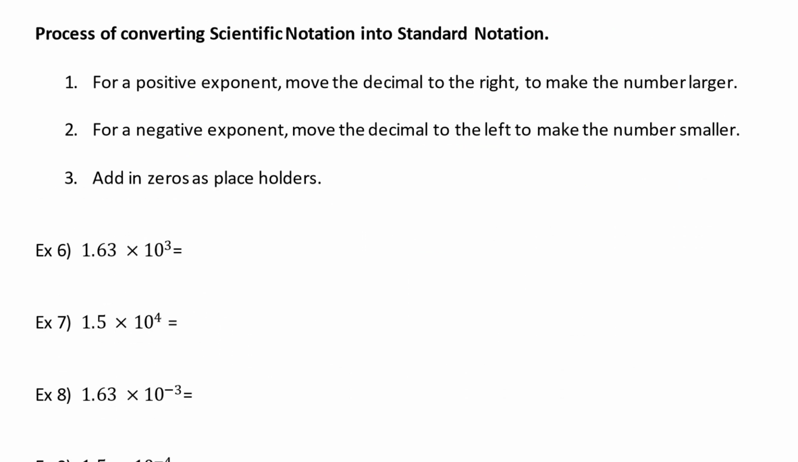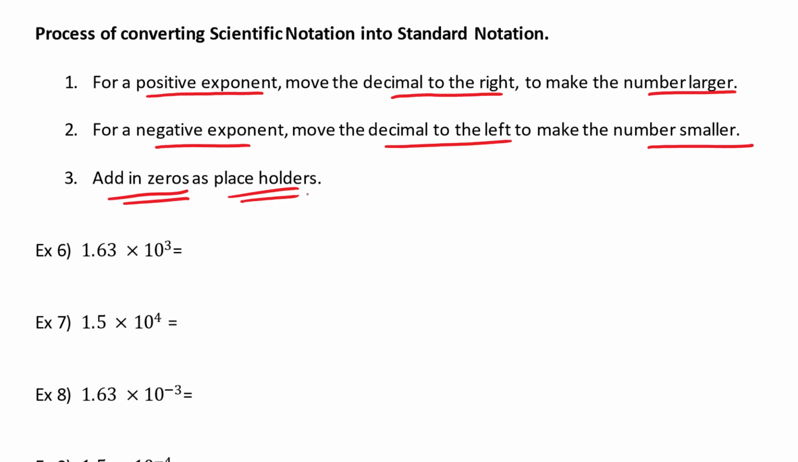Now we're going to look at the process of going the opposite direction. Before we had standard notation, and we were converting it to scientific notation. Now we're going to take scientific notation values and convert them back to standard notation. The first thing you want to do, you want to look at the exponent. If it's a positive exponent, we move the decimal right to make the number larger. If it's a negative exponent, we move the decimal to the left to make the number smaller. And we add zeros in as placeholders to indicate those numbers in the correct place value.